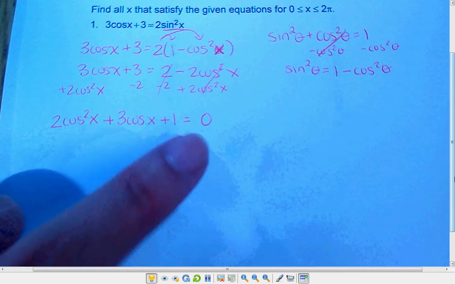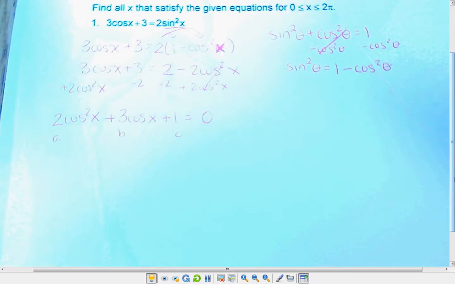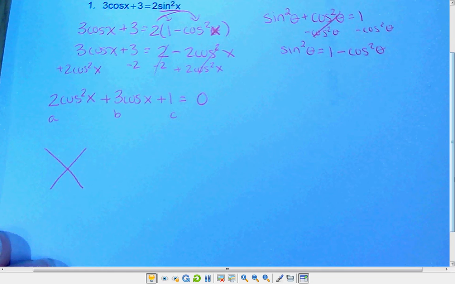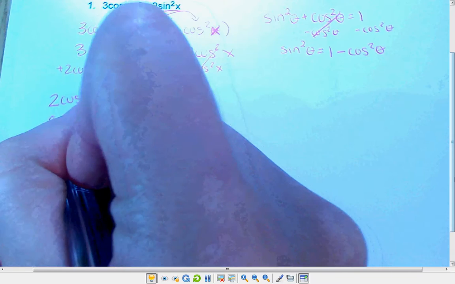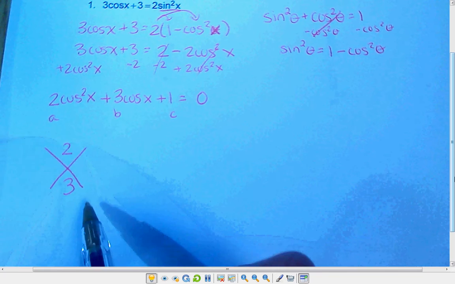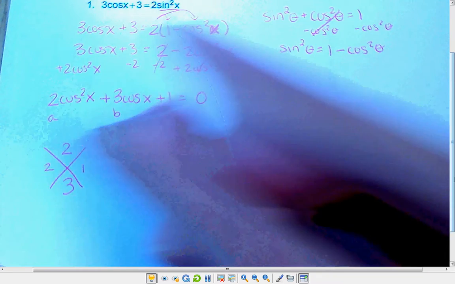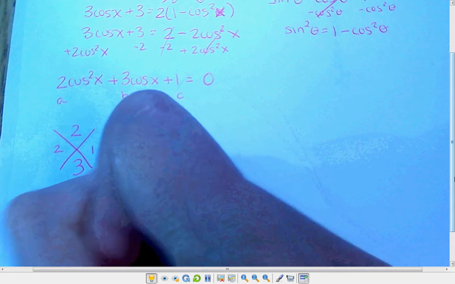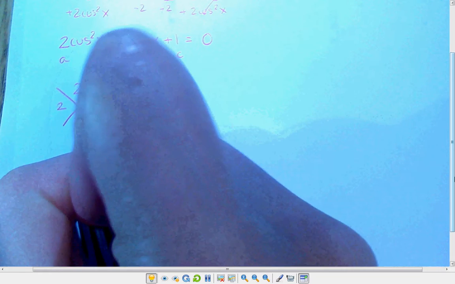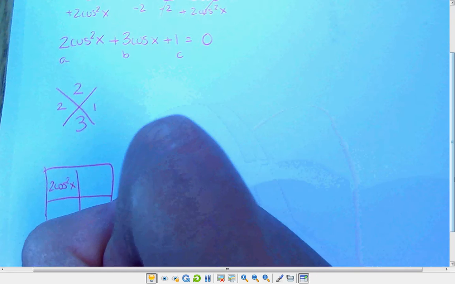Because this is an ABC quadratic equation, this is going to be using the x box. So in my x box, a times c goes on top. A times c is 2. B goes on the bottom. This is 3. What two numbers multiply to give you 2, add to give you 3? 2 and 1. So then in my box, my a term, which is 2 cosine squared, goes in this first box. C term, which is 1, goes in the bottom right. And then the 2 terms I got for my x are going to go in the remaining 2 boxes. So this is 2 cosine and 1 cosine.